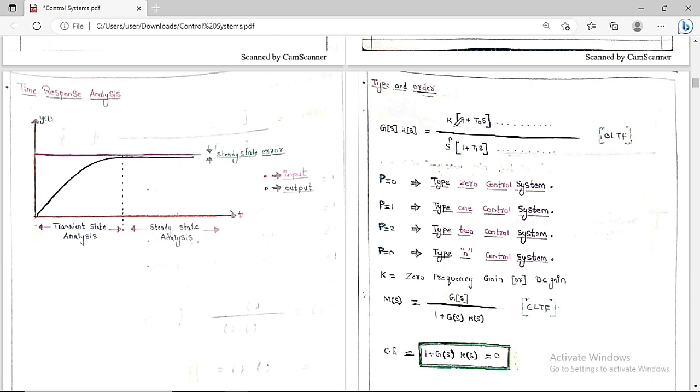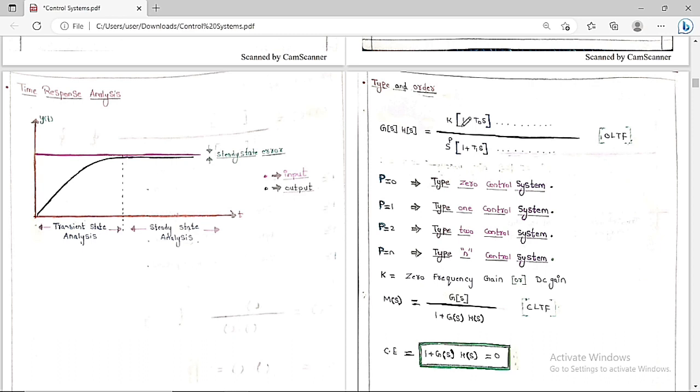It means that whenever the frequency is equal to 0, the gain present in the system is only K. Therefore K is called the zero frequency gain or DC gain. When the frequency is equal to 0, the overall gain produced by the system is called the DC gain or the zero frequency gain.